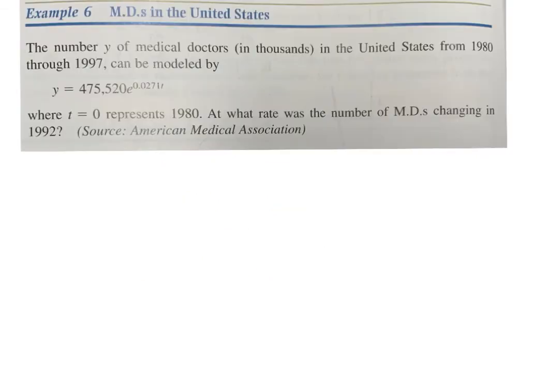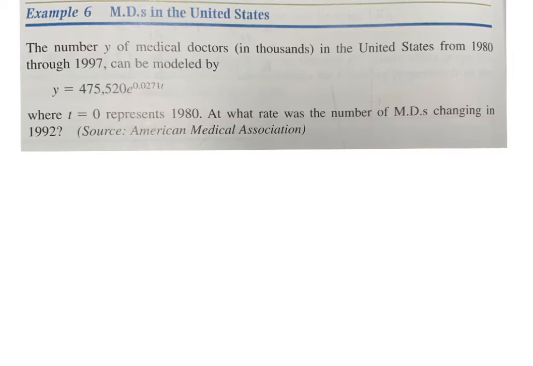Number y denotes medical doctors, in thousands, in the United States from 1980 to 1997, and it can be modeled by this exponential function with the natural number e, where t equals 0 represents 1980. At what rate was the number of MDs changing in 1992?